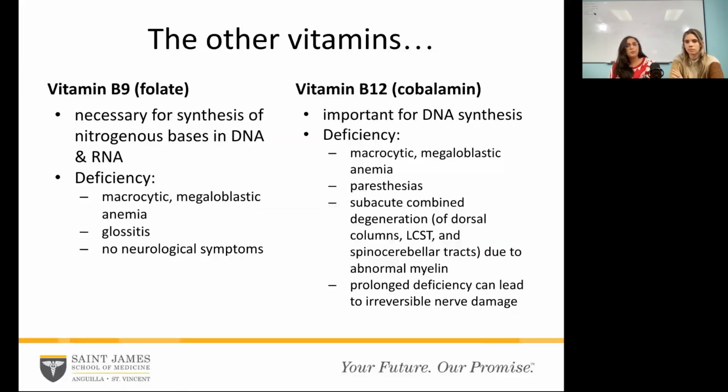Vitamin B12, also known as cobalamin, is also important for DNA synthesis, and a deficiency of that can cause macrocytic megaloblastic anemia, similar to folate. But here you'll have some neurological symptoms as well, such as paresthesias or subacute combined degeneration of the dorsal columns, the lateral corticospinal tract, or even the cerebellar tracts, and this is all due to abnormal myelination. A prolonged deficiency can lead to irreversible nerve damage. So if you do have anyone that is vitamin B12 deficient, you want to start them on therapy, the earlier the better to prevent the neurological consequences.